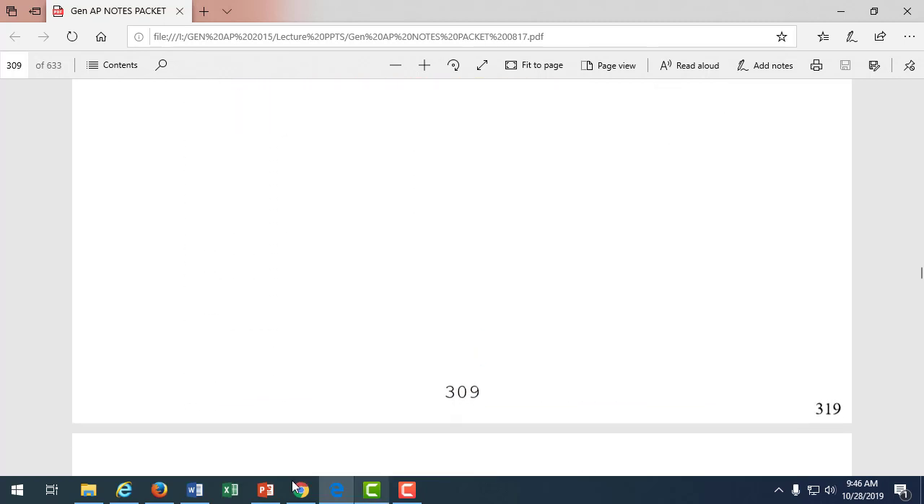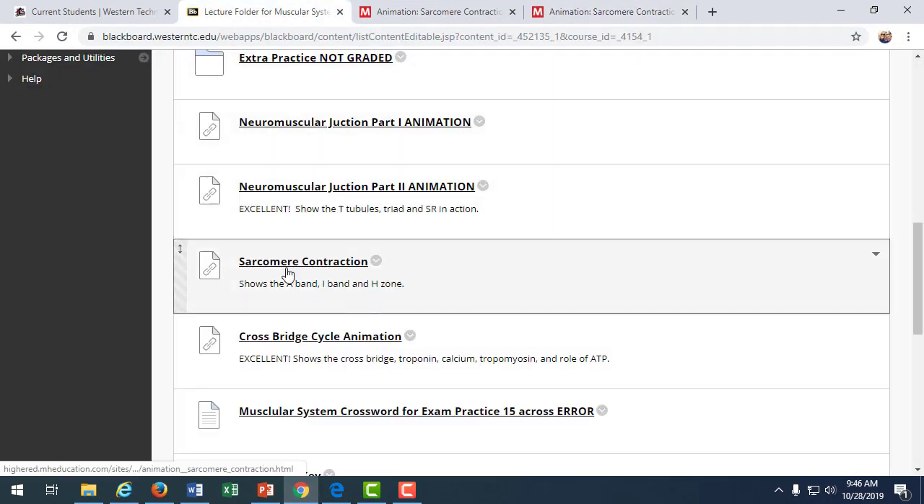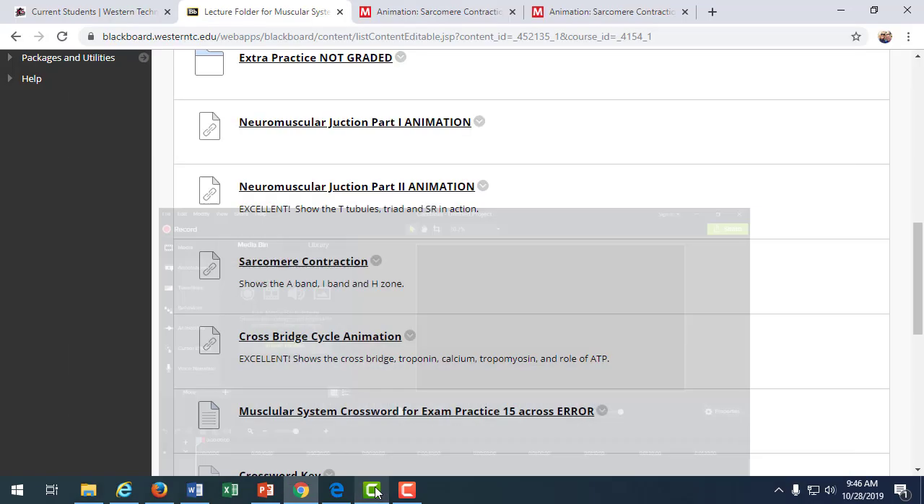So we're going to go back to the animations here and make sure that you know where to look to find this information, and that's the cross-bridge cycle animation. So make sure you click on this and review this before you proceed with the next part of the PowerPoint.